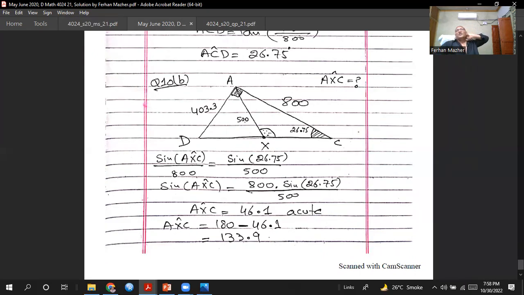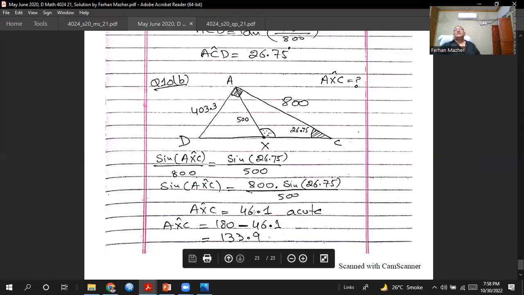Opposite to this side is this angle, opposite to this side is this angle, which I want to find out. So I'm going to apply the law of sines. Sine of the AXC divided by 800 is equal to the sine of 26.75 divided by 500. So the sine of the AXC is equal to 800 multiplied by sine 26.75 divided by 500, and the AXC angle will be 46.1 once you take the sine inverse. So this angle AXC is 46.1.